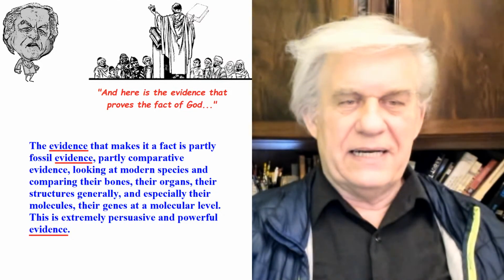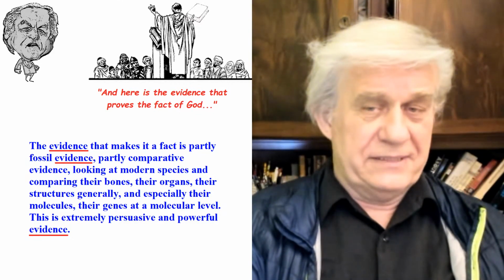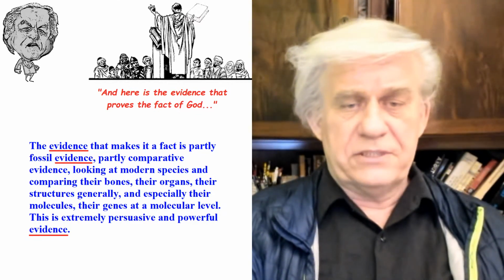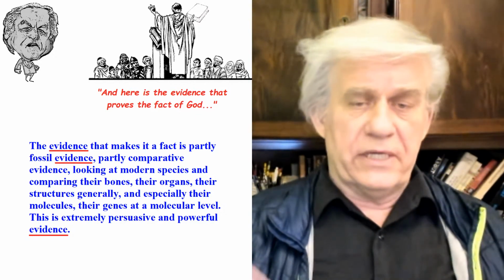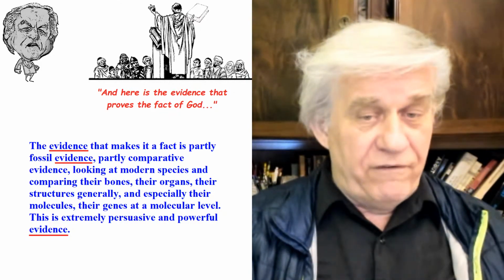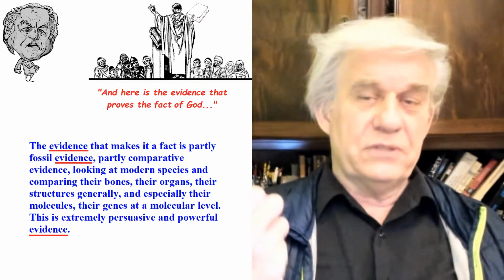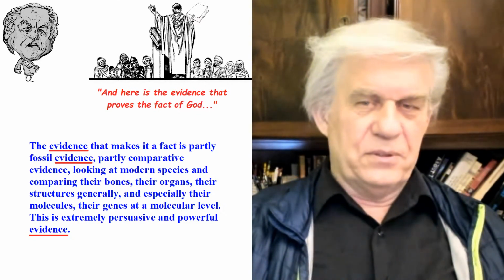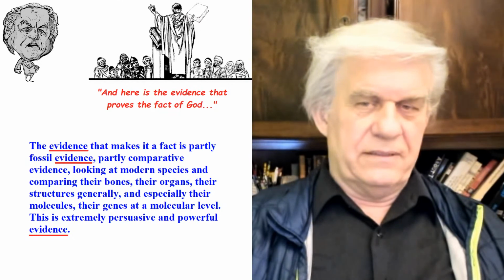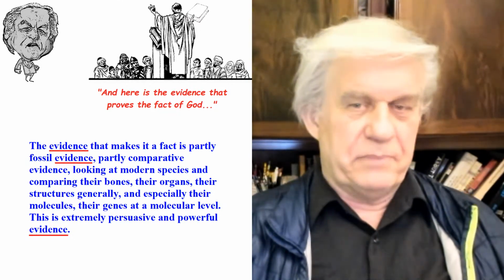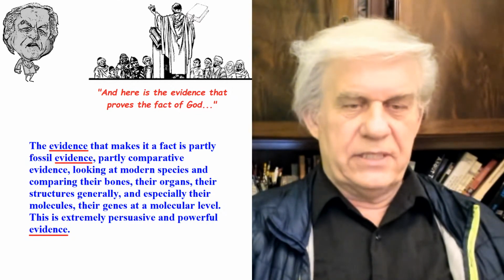Okay? And so good old Dawkins says, the evidence that makes it a fact is partly fossil evidence, partly comparative evidence, looking at modern species and comparing their bones, their organs, their structures generally, and especially their molecules, their genes at the molecular level. This is extremely persuasive and powerful evidence. What is evidence used for? To persuade, to convince you, to get you to change your mind, to accept the theory as a fact. That's what evidence is for. That's why we don't use evidence in science. It's only in religion where they use evidence, because the point of evidence is to persuade and convince. And good old Dawkins never realized that in his 100 years of schooling.